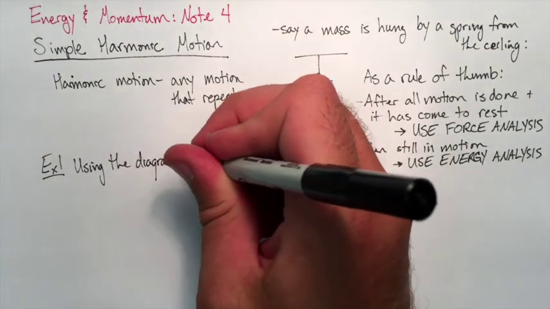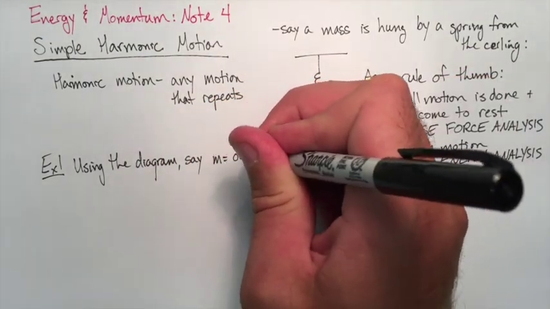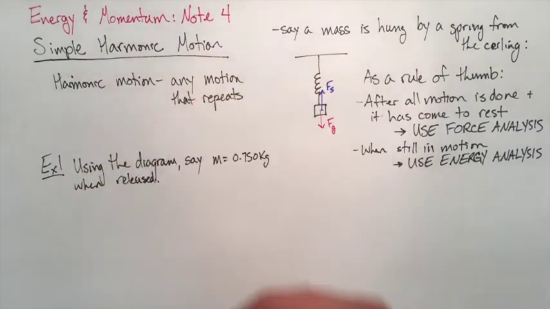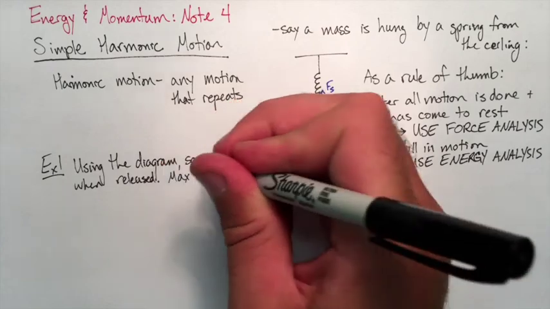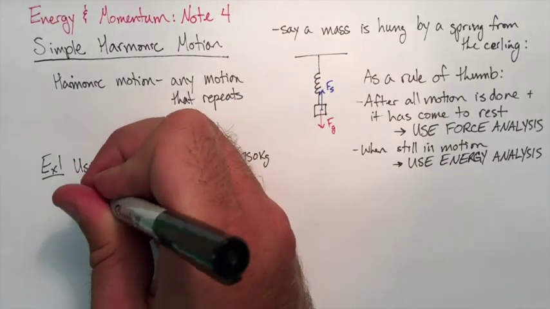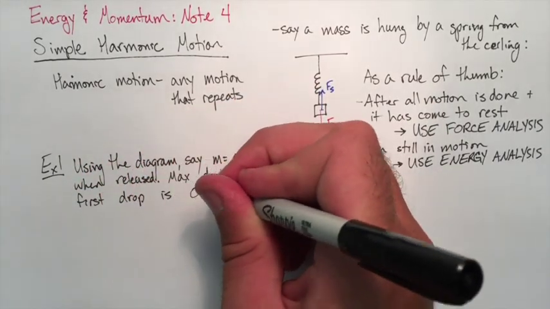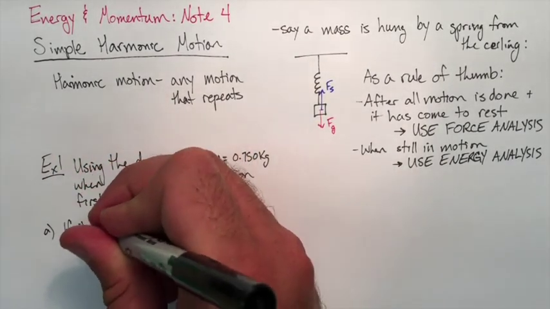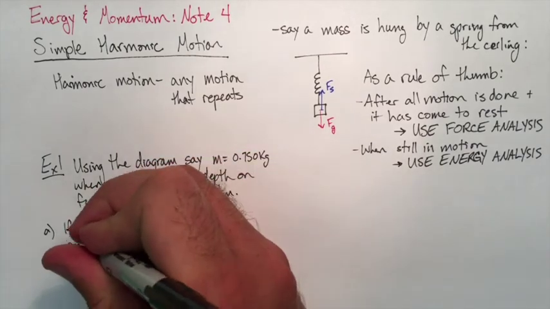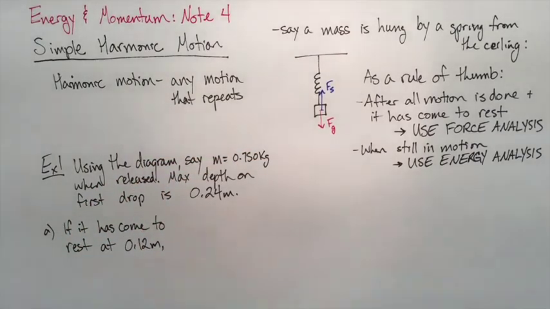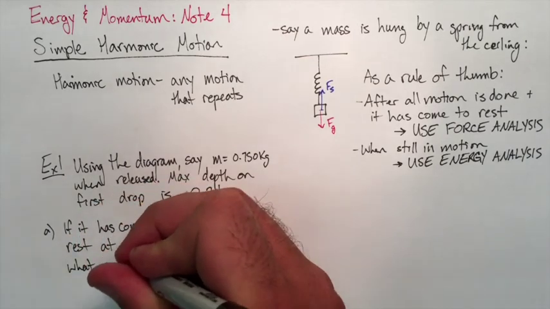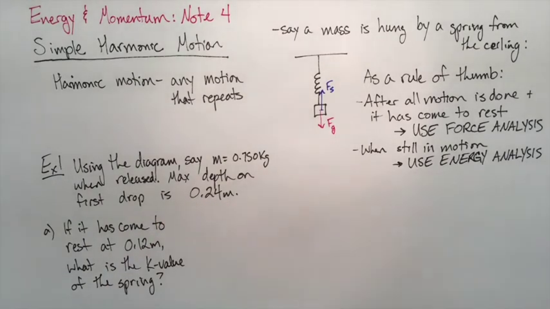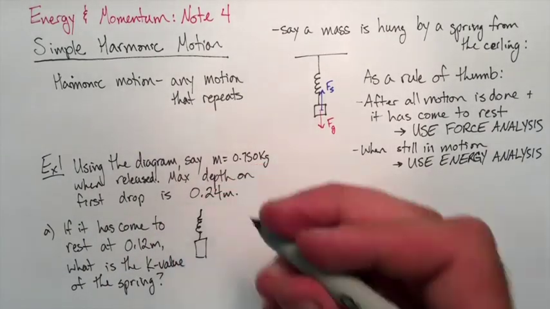So let's use example 1 here. A system set up like that diagram above, where mass is 0.75 kilograms when released. When it's released, the maximum depth of that first drop is going to be 0.24 meters. So that's the information given here to start. Let's say after a period of time it's come to a complete stop. And the extension of that spring at the rest position is going to be 0.12 meters. Here, let's calculate the K value of that spring.